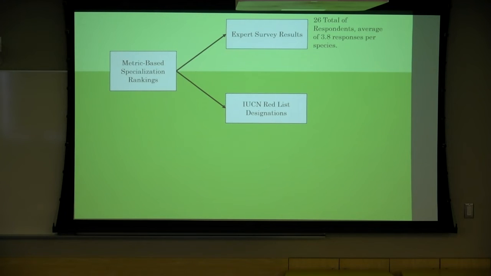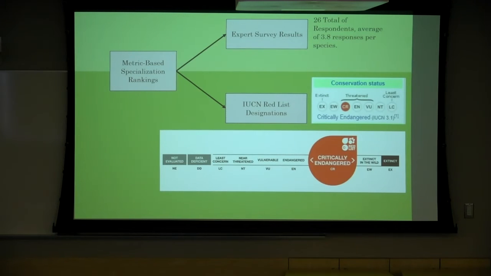Our second data set was IUCN data. You might be familiar with these if you've ever heard of a species referred to as critically endangered or threatened or vulnerable or things like that. So the International Union for the Conservation of Nature has a standardized system for ranking species based on their threat level. And again, the thinking is that specialized species are more threatened. So if you can make a framework to rank specialization, there should be some correlation here, where more threatened species should also tend to rank more highly on a metric-based system.